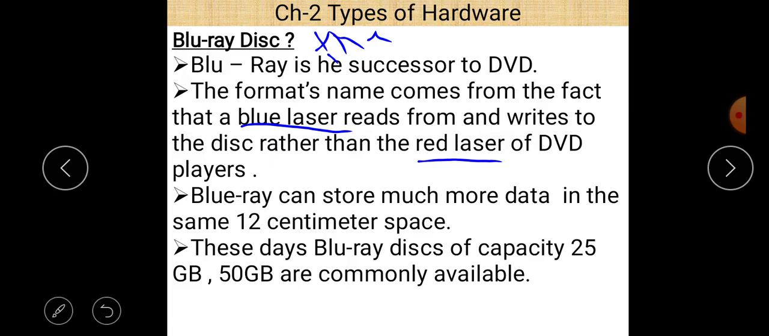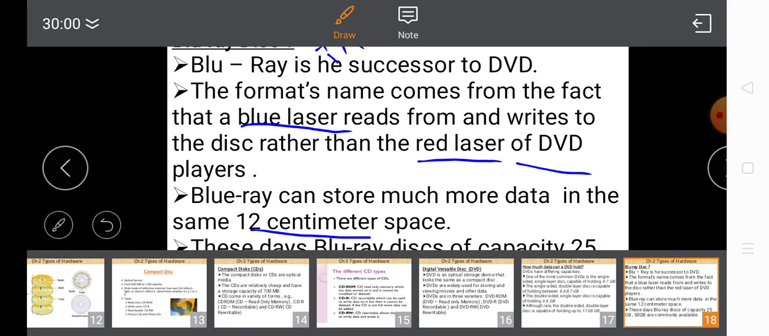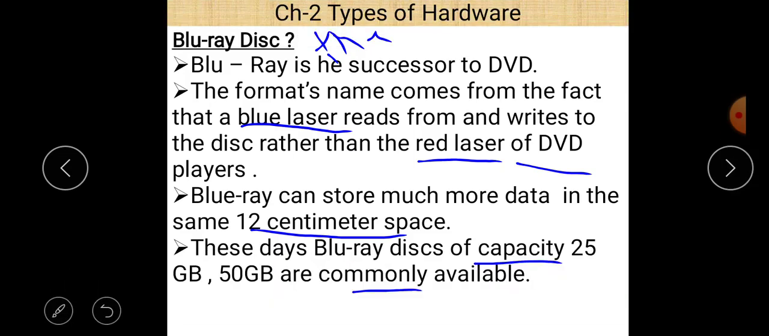So that is the difference between Blu-ray disc and DVD. The basic difference is in terms of capacity. Blu-ray disc stores much more data compared to the DVD, first thing. And as far as technology is concerned, a blue laser is used in Blu-ray disc while a red laser is used in DVD. The size of both types of optical disc is the same, almost 12 centimeters. So the density of the data is much higher in Blu-ray disc as compared to the digital versatile disc.